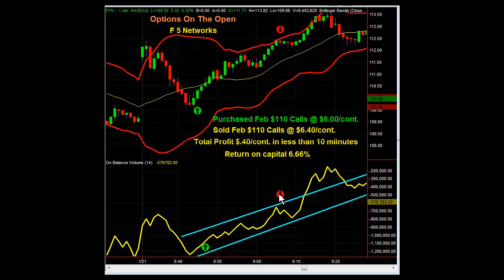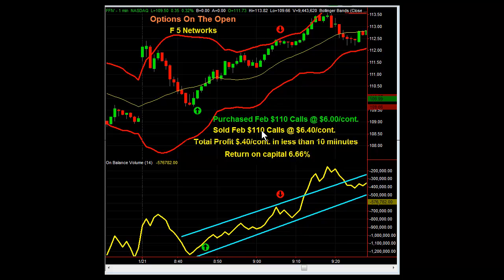And you can also see that right when we got out at this time frame, about 8:54, the on-balance volume started coming off. So these are two indicators that we use to manage and help us enter a position with the on-balance volume, and to exit the position using both on-balance volume and the Bollinger Bands.